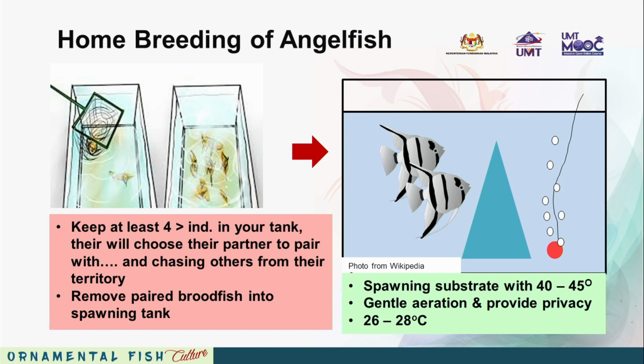In the spawning tank, you need to provide them with gentle aeration and a spawning structure that provides an angle of about 40 to 45 degrees. This pair will release their eggs on the spawning structure and they will pair for their whole life. Then you don't have to choose another pair, another member.